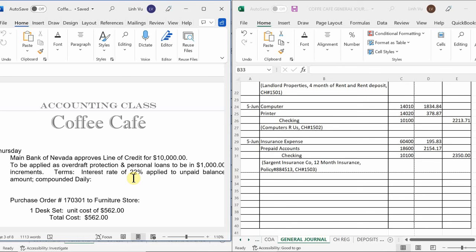So, do I need to record this transaction? No? Why?